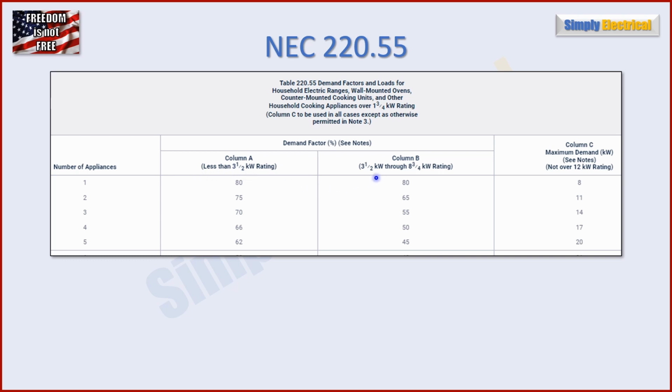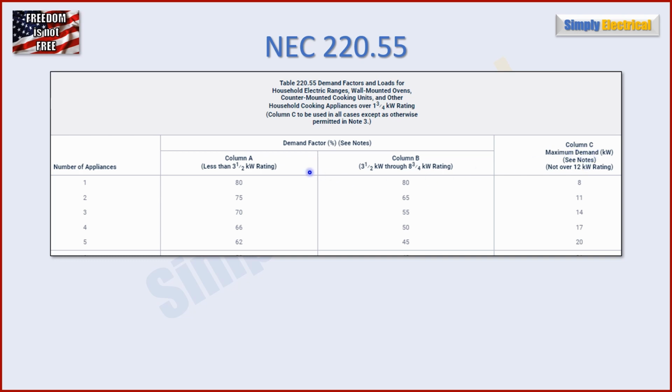And then column B says 3.5 kW through 8 3/4 kW. So that's pretty simple. You got 1 3/4 through 3.5, and then 3.5 through 8 3/4. And then you have column C, which says not over 12 kW rating, but it tells you to see the notes, and it tells you that this is maximum demand.